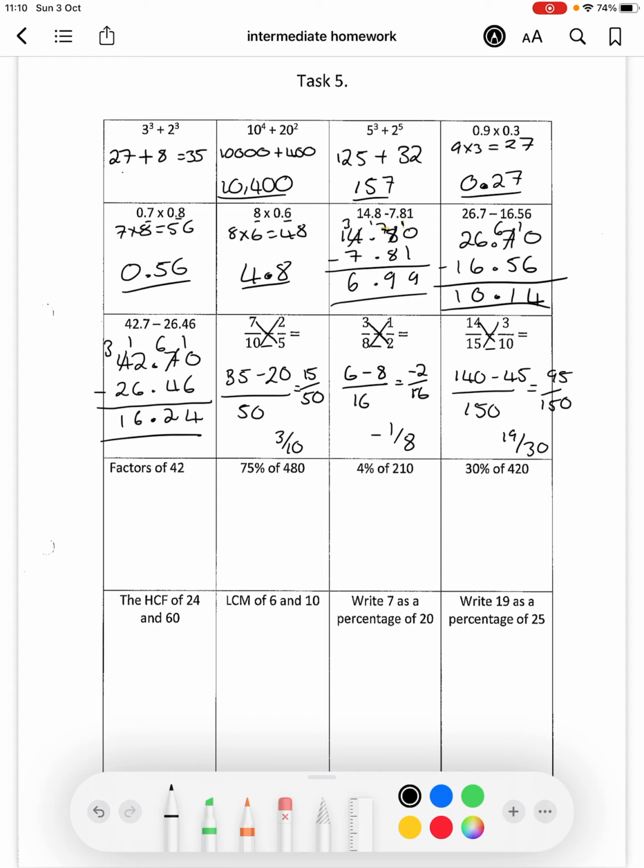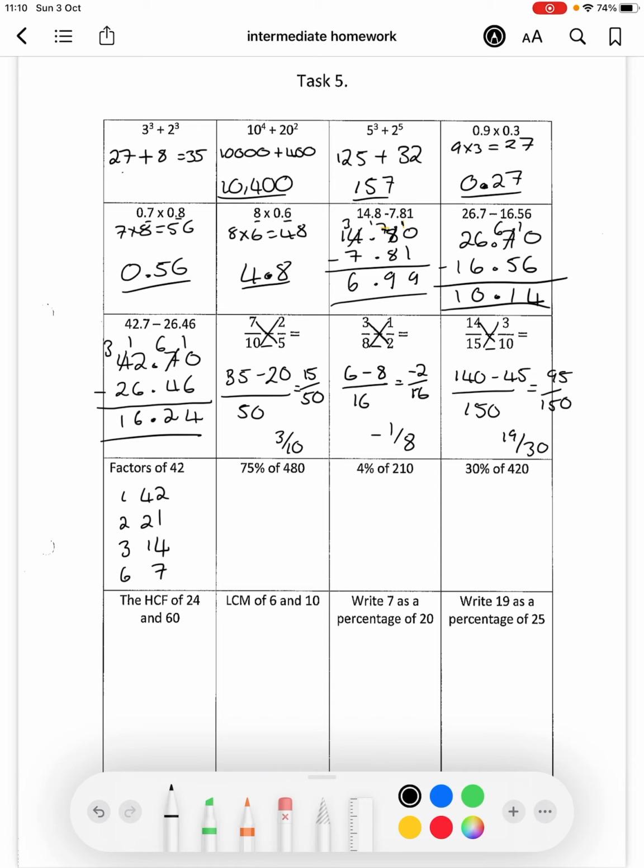Next one, factors of 42. So you want your pairs of numbers that multiply to make 42. So we got 1 and 42. 2 times 21. It is in the 3 times table, so 3 and 14. And it's not in the 4s, not in the 5s, 6 times 7. So those are all your factors of 42.